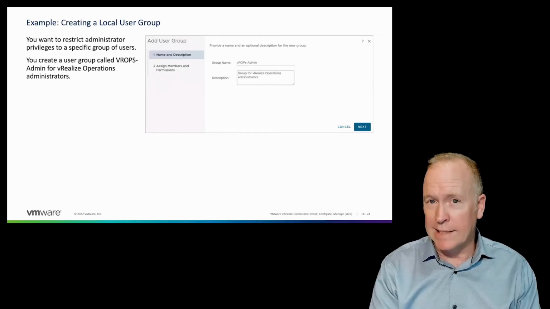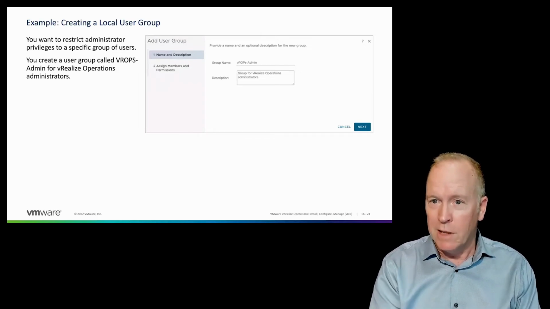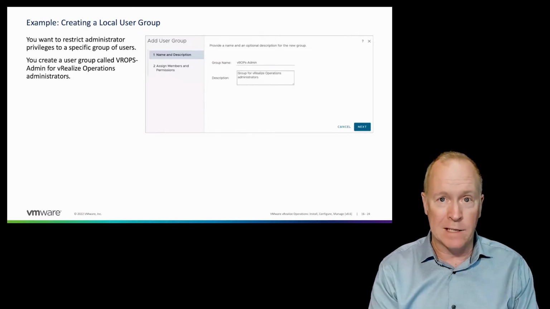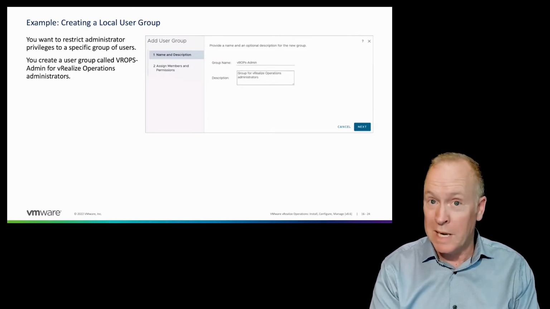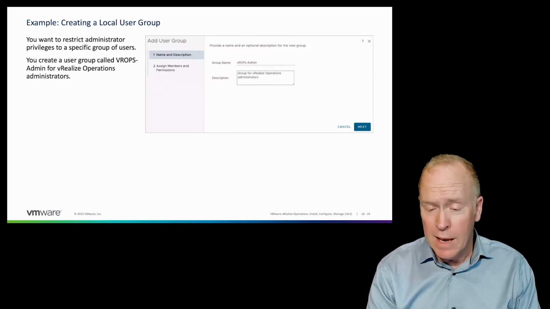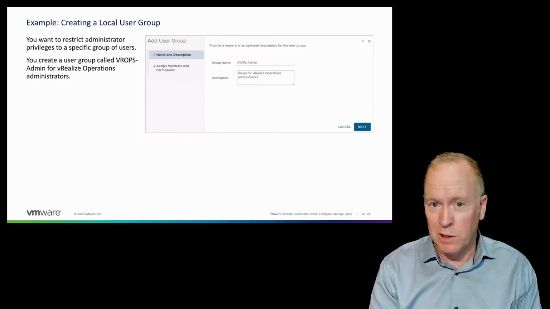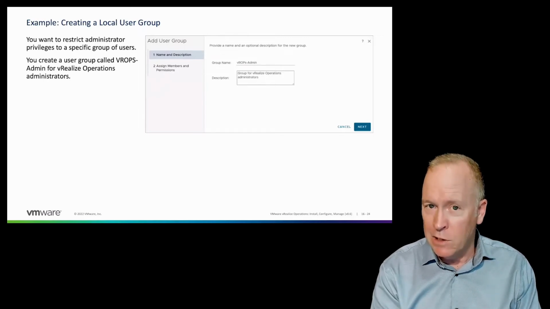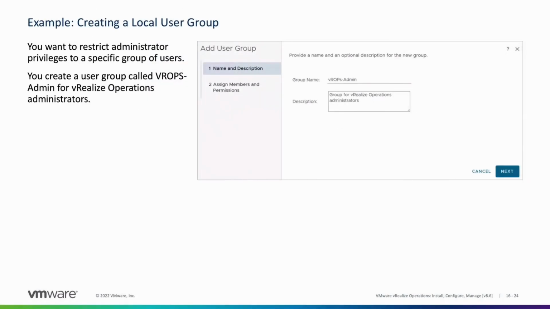Not only is the process of creating a local group similar to creating a local user, the wizard interface that you use to create a local group is very similar to what we saw when we created a local user. So just like when we create a local user, when we add a new local group, we have two steps. In the first step, we're going to provide a name and a description for our new group. So here is our new local group called vrops-admin.